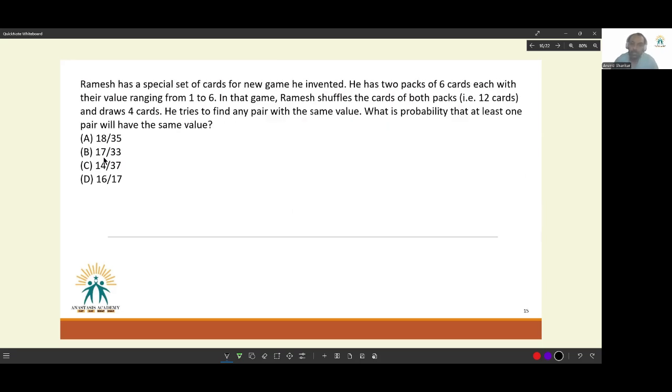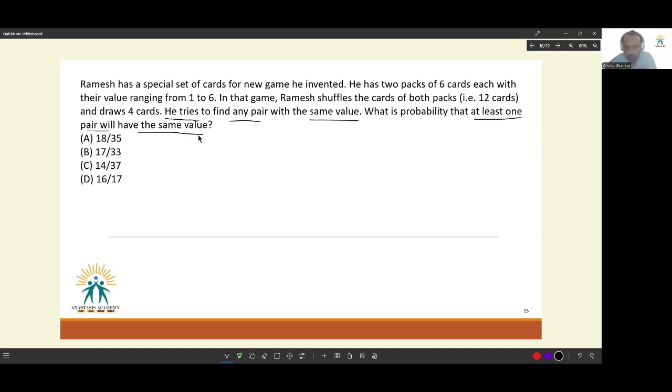Ramesh has a special set of cards for a new game he invented. He has 2 packs of 6 cards each, with their values ranging from 1 to 6. So this is essentially 2 dice only. Even though we are calling it cards, for a dice, you have 6 outcomes, 1 to 6. Here also 2 packs of 6 cards, values ranging from 1 to 6. It is not that different. In that game, Ramesh shuffles the cards of both the packs, that is 12 cards, and draws 4 cards. He tries to find any pair with the same value. What is the probability that at least one pair will have the same value?